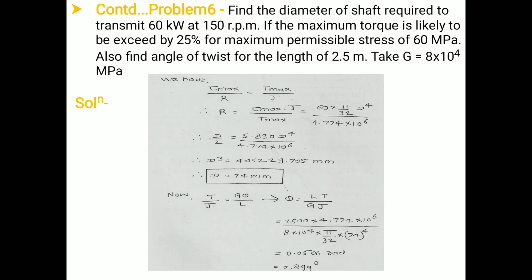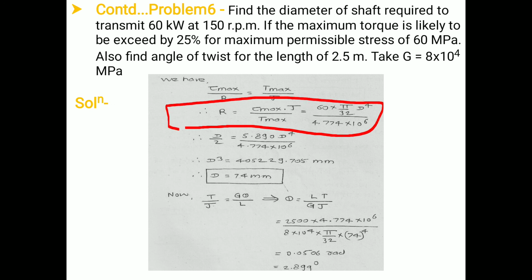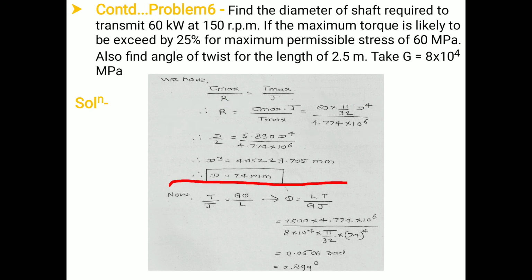Therefore, by using the torsional formula, we have tau maximum upon R, which is equal to T maximum upon J. So R is equal to tau maximum into J upon T maximum. On putting all those values into this equation, we will have this equation. All of you know that R is equal to D upon 2, capital D, the diameter, upon 2. So on solving this equation, we have capital D is equal to 74 mm. This is the value of diameter which we have found out by using the torsional formula.